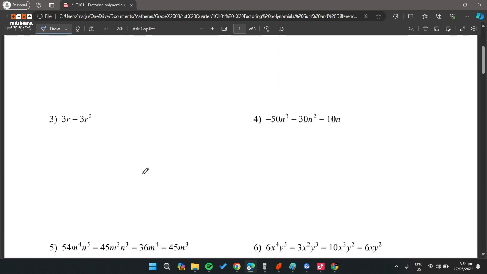Alright, let's have number 3. What's the common factor? Look at the number again. We have 3. And then look at the variable. Do we have any common for the variable? Alright, we have 3r. Very good. Look at the variable r. What's the lowest exponent? That is just 1. So that's r only. And then this will become 1 plus r. That will be your answer now.